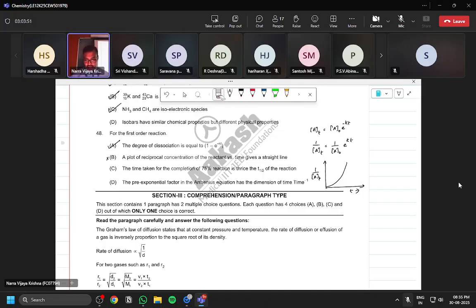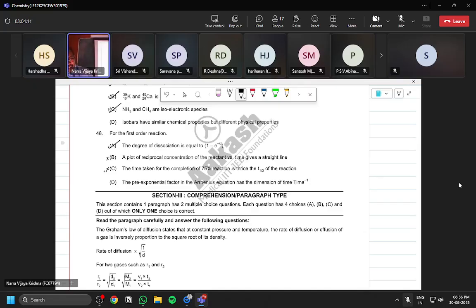Next one: time taken for 75% completion is thrice the t half. No, twice the t half. One t half means half, second t half means 25% remains, which means 75% gone. So it is only 2 times. Means this is also wrong.